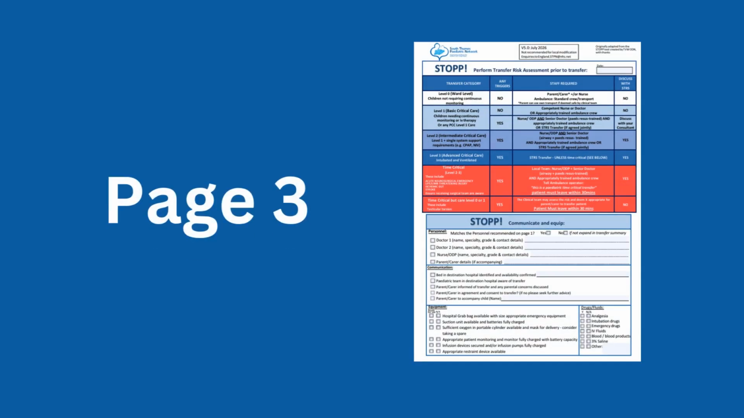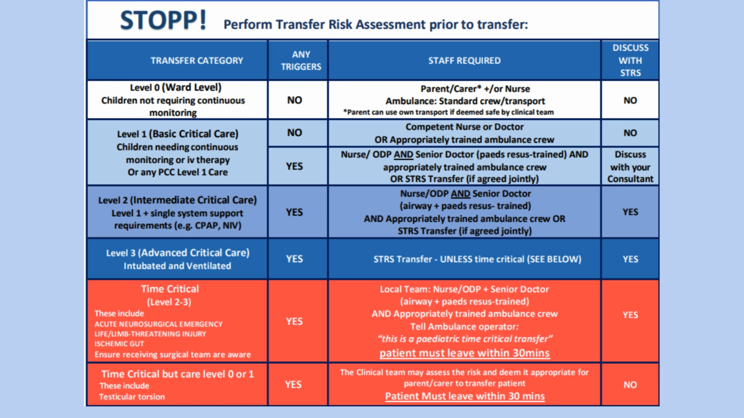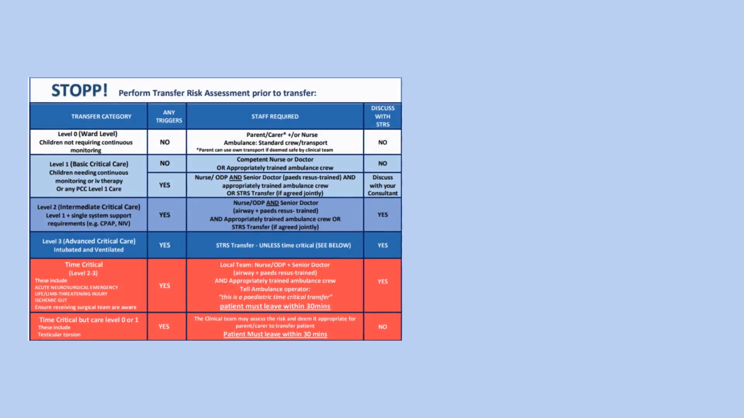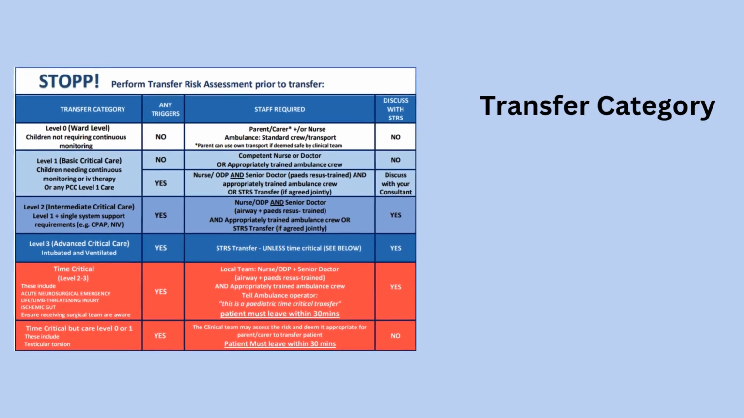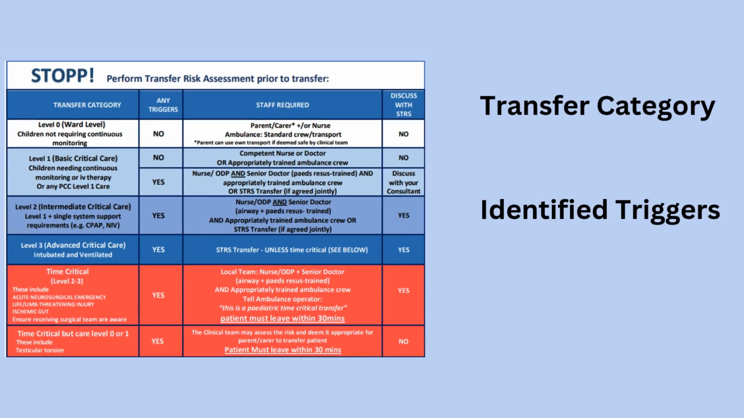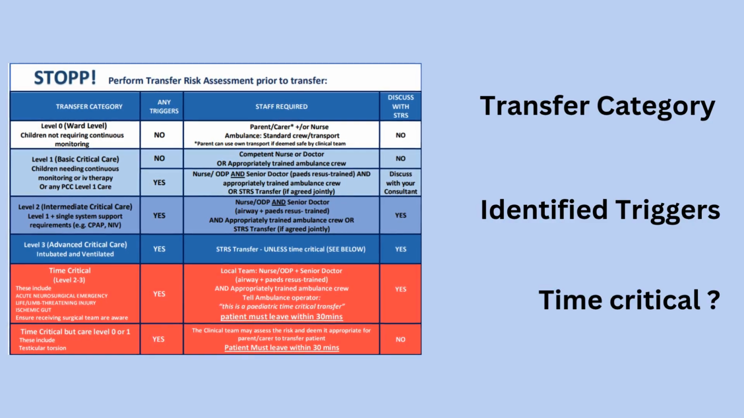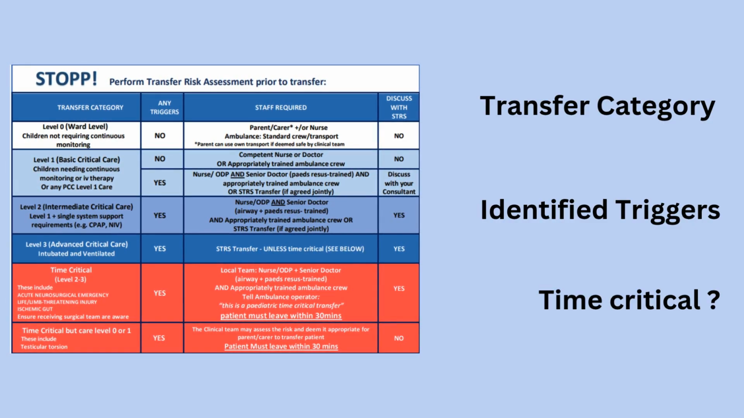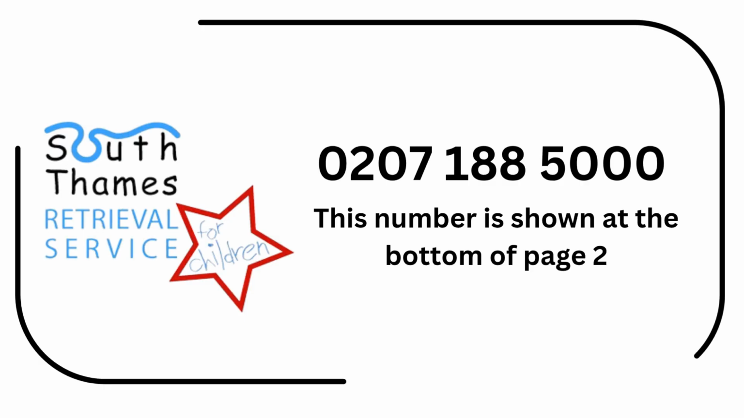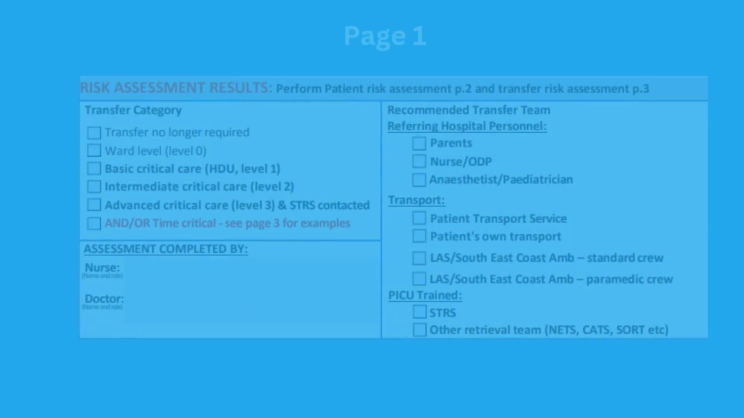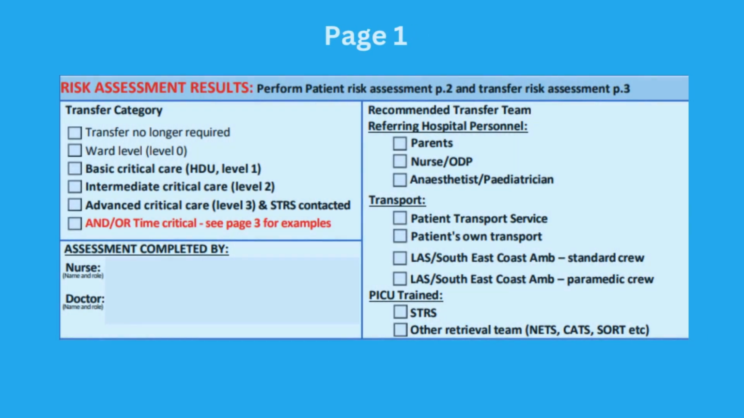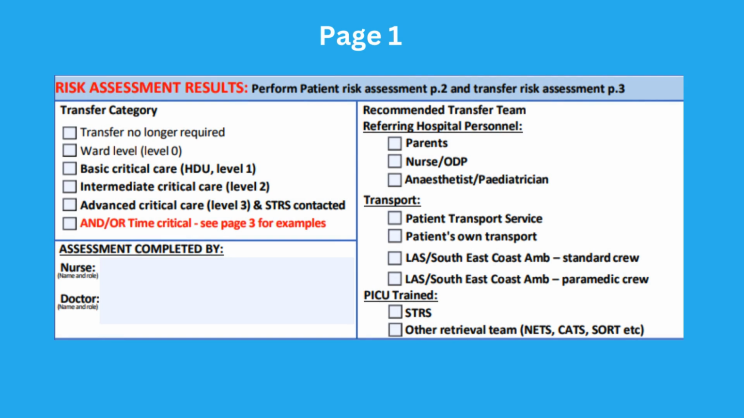Page 3. The transfer risk assessment at the top of page 3 provides a guide for who should accompany a child based on these 3 factors: the transfer category, the presence of any triggers identified in the risk assessment, and whether or not the transfer is time critical. The risk assessment also advises whether or not to call STRS to discuss the transfer. Following completion of this risk assessment, go back to the bottom of page 1 to document the recommendations.